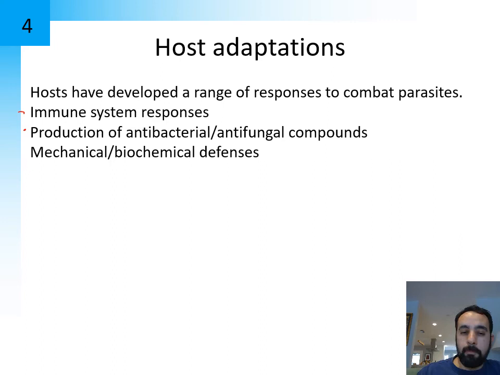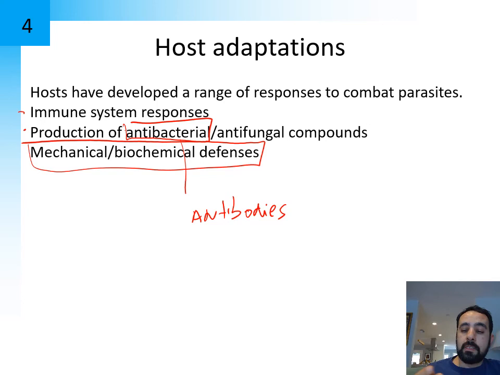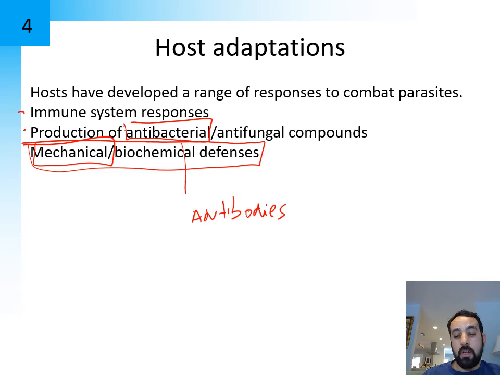Your skin has some antibacterial compounds. Your tears have some antibacterial compounds. Even the presence of antibodies, an antibody is an antibacterial compound, if you may. It's part of the immune system, but it's a chemical that binds with the parasite and then fights it off, right? And then there are mechanical and biochemical defenses. Your skin has these biochemical defenses, and your skin itself is a mechanical adaptation. If you have a bruise and your skin breaks, you are more prone to get an infection there, right?